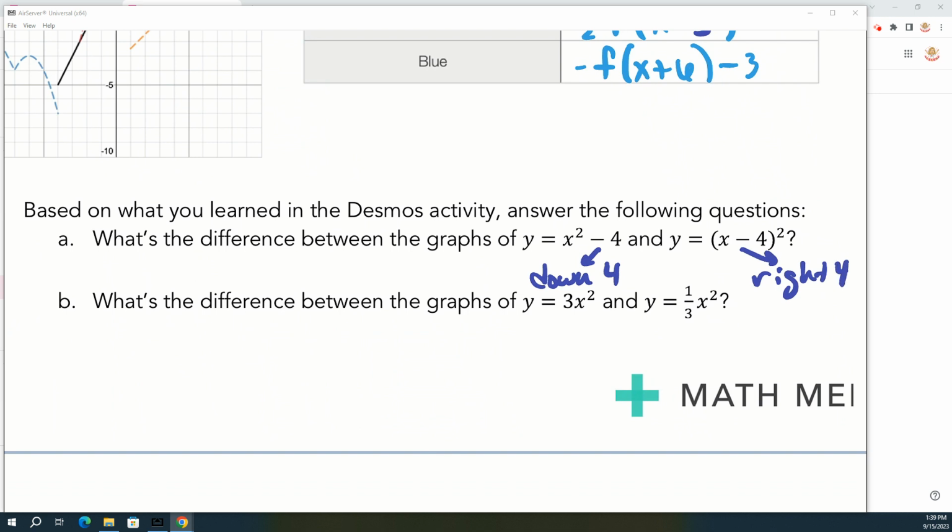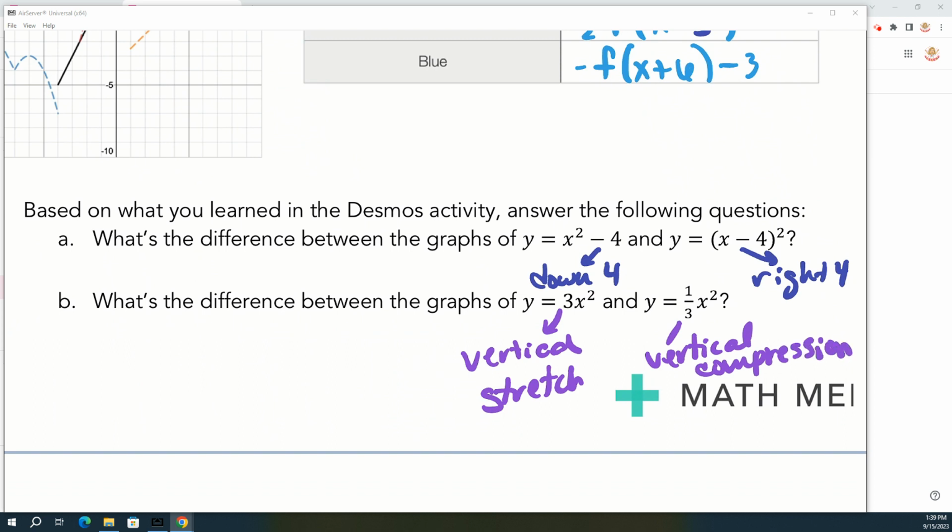All right, and then multiplying on the outside changes the vertical height. So multiplying by a bigger number on the outside is a vertical stretch. And a smaller number on the outside is, you can say, vertical shrink, or you can say vertical compression. I think in Algebra 2 you learn compression. That's fine. Shrink is a shorter word to write. If you would rather write shrink, I don't have a preference. It's fine.